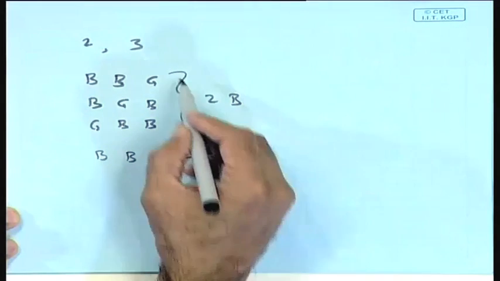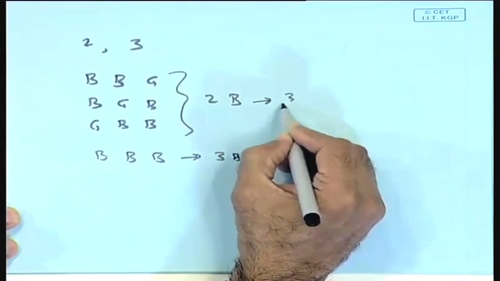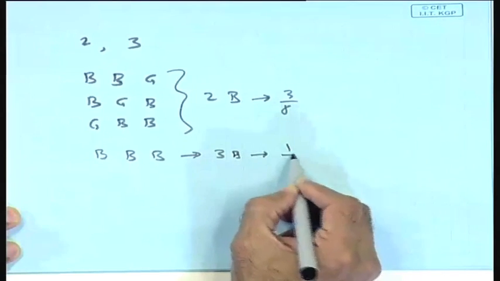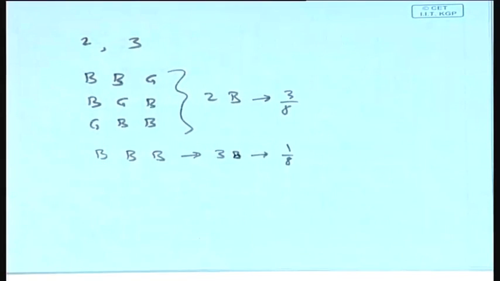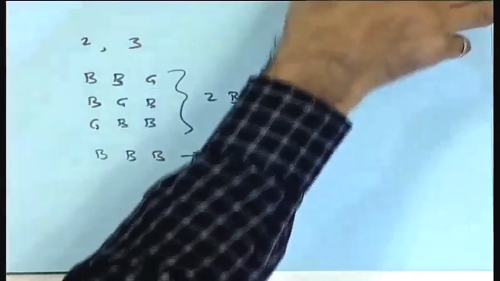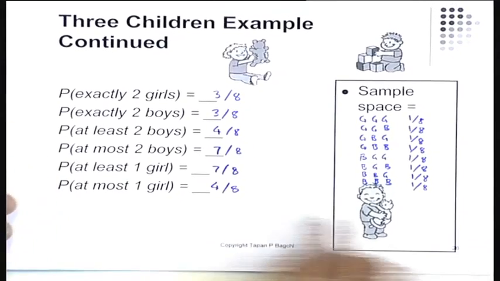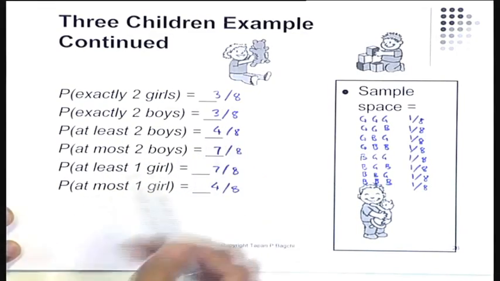So together, at least 2 boys really implies I've got 2 boys or I've got 3 boys. In this case, I'll work out the probabilities. The probability for this turns out to be 3 by 8. And the probability for this turns out to be 1 by 8. When I add them together, I get 4 divided by 8, which is the answer. So when you're looking at least 2 boys, you're looking at 2 boys or 3 boys, and you get 4 by 8.